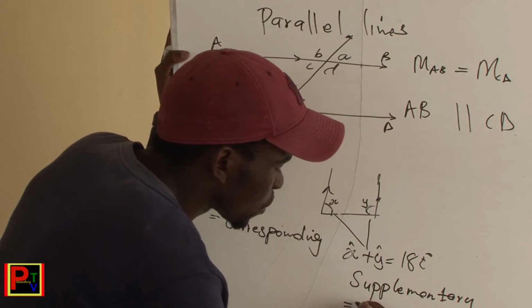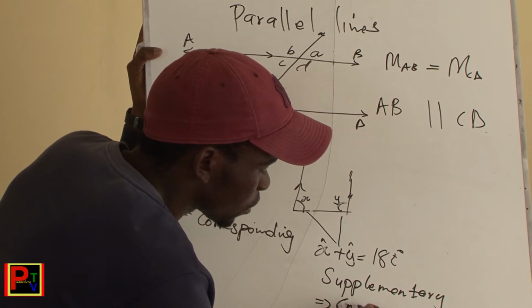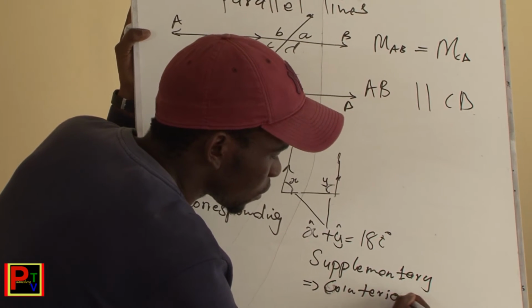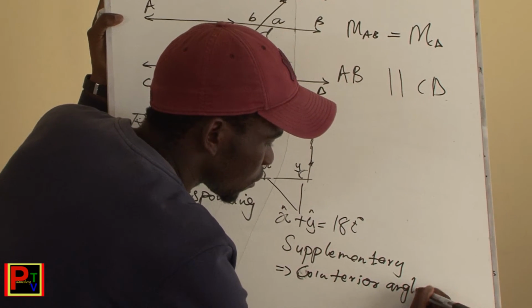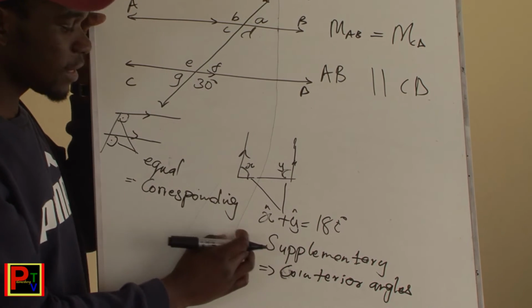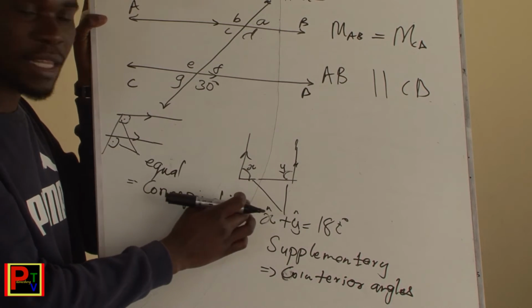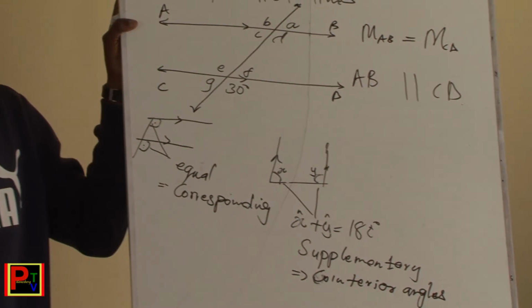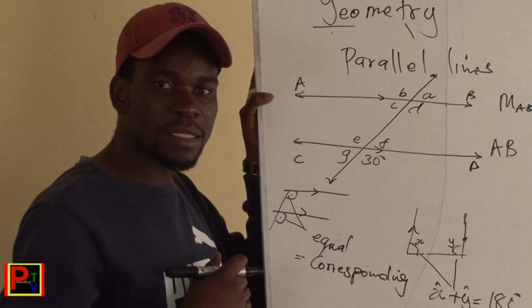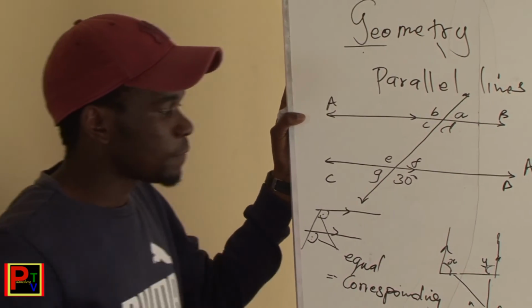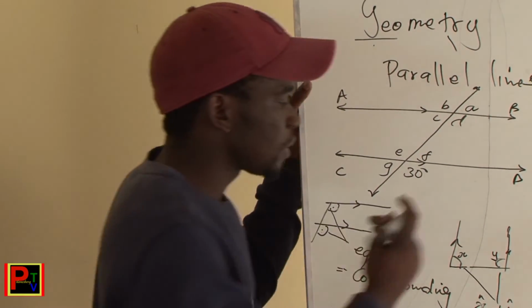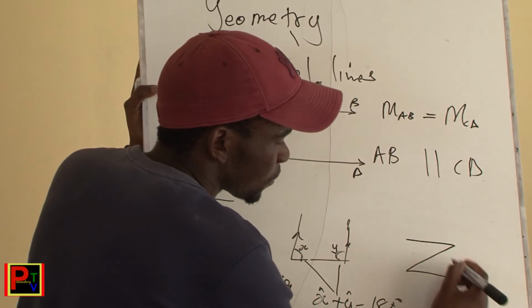Now, this is co-interior angles. So co-interior angles are supplementary. Supplementary, don't forget that. We said supplementary angles are angles that add up to 180 degrees. Now, the last shape that you should have is the Z shape.